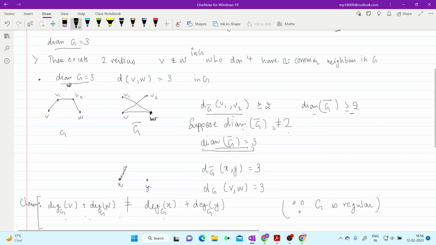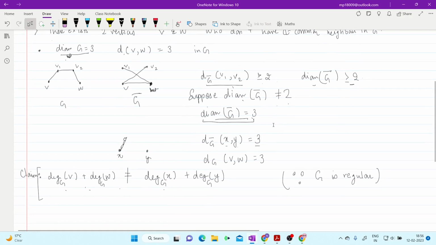And if the diameter of G bar is 3, then we can find two vertices X and Y whose shortest path length is 3. Now if we show that the sum of degrees of V and W in G is not equal to the sum of degrees of X and Y, then this cannot happen. They have to be equal because G is regular.